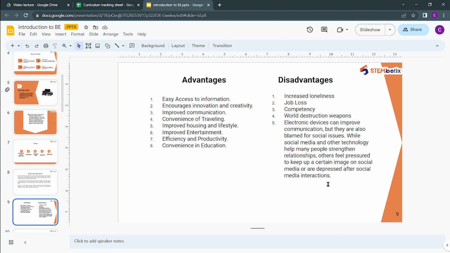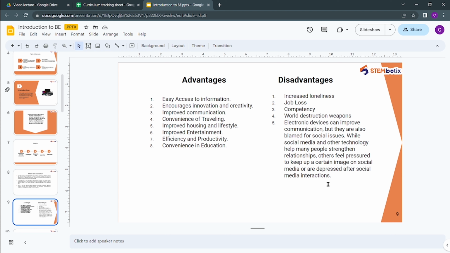Now, after seeing the advantages, let's see the disadvantages of this same module. So, increased loneliness. As the devices around us have increased, humans are increasingly in captivity. They are feeling lonely as they are surrounded with so many gadgets and devices.